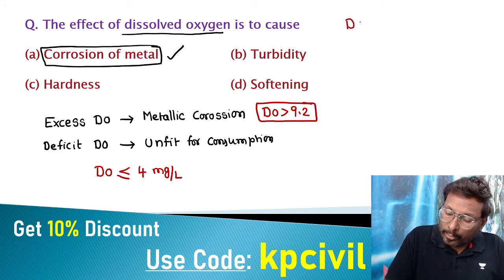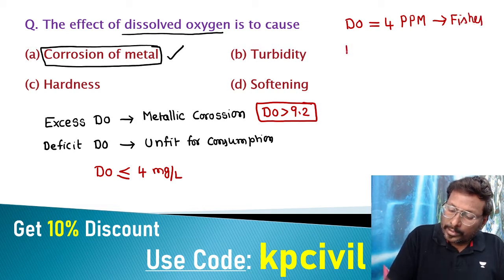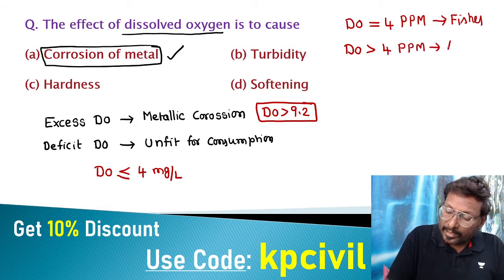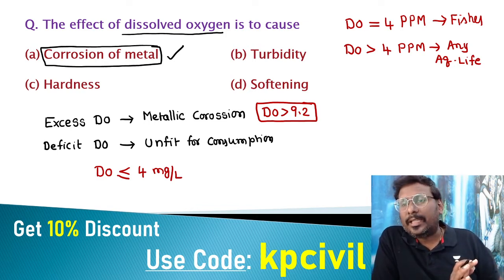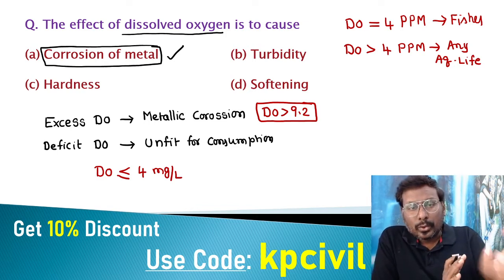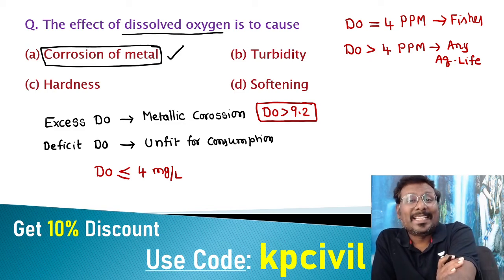So DO required for fishes to grow, at least they need 4 ppm for fishes. For the entire aquatic life to continue, greater than 4 ppm. For any aquatic organism, fishes, plants, water living animals, whoever it may be, greater than 4 ppm. So here only corrosion of metal, excess DO.